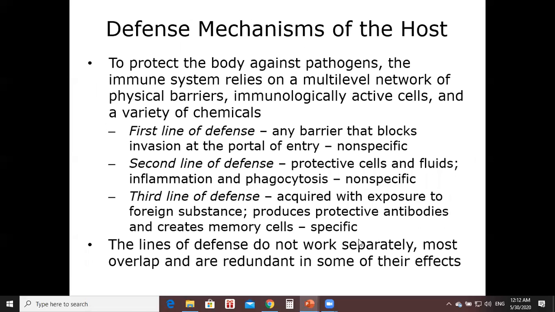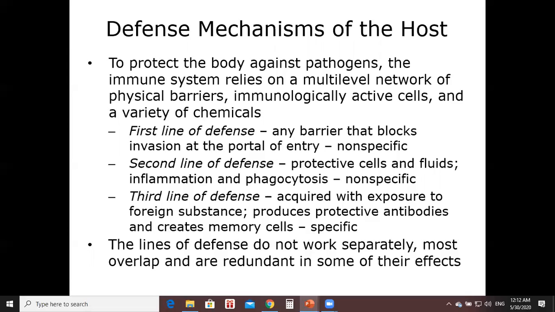So, defense mechanisms of the host. To protect the body against pathogens, the immune system relies on a multi-level network of physical barriers, immunologically active cells, and a variety of chemicals. So the first line of defense is any barrier that blocks invasion at the portal of entry, and that's non-specific.